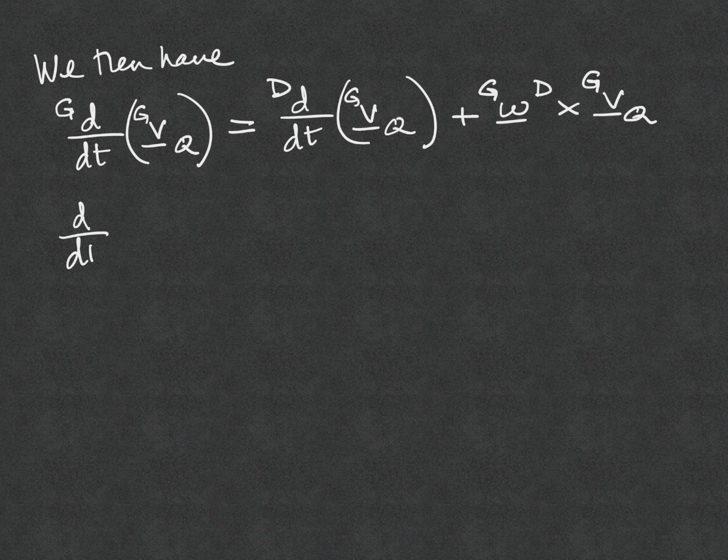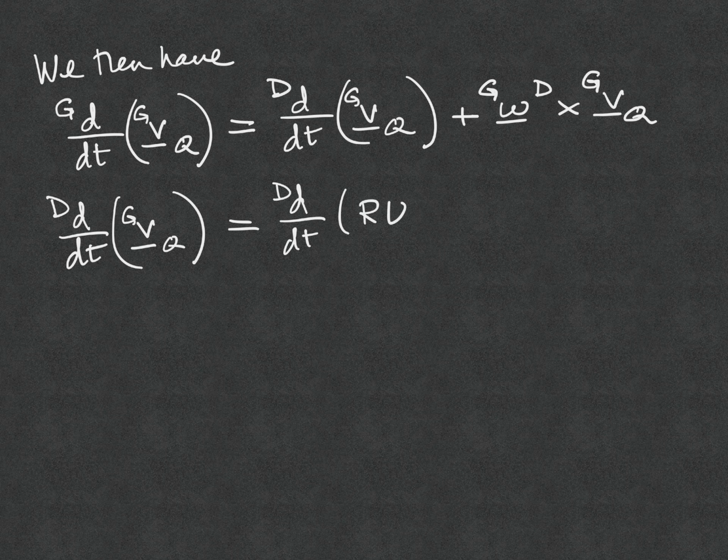d dt in D of the velocity of point Q in G. Well, we recall that the velocity of point Q in G is equal to r theta dot u theta. But r we know is constant, and theta is changing with time, but u theta is fixed in D.